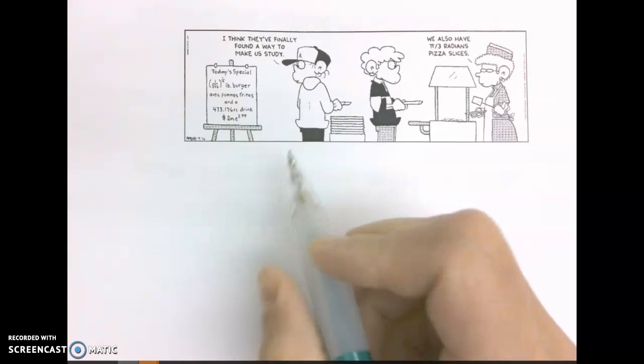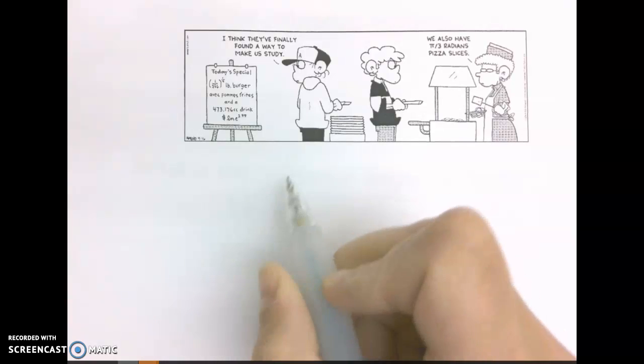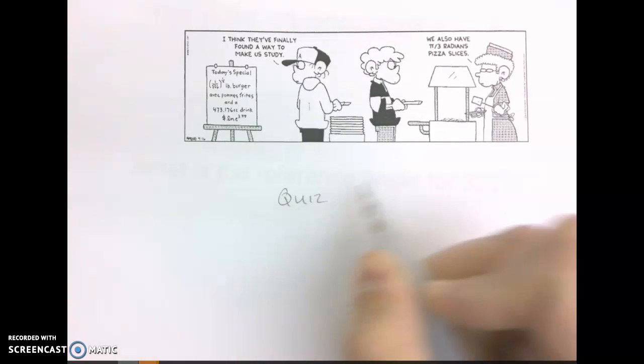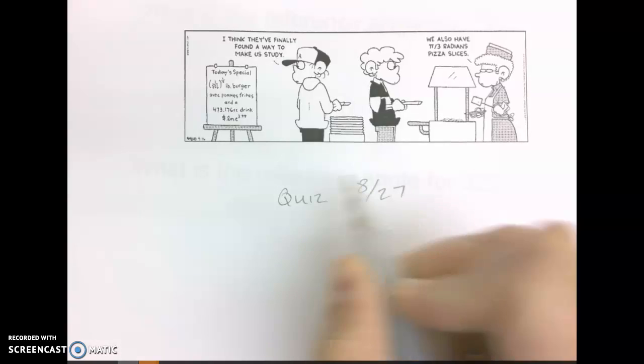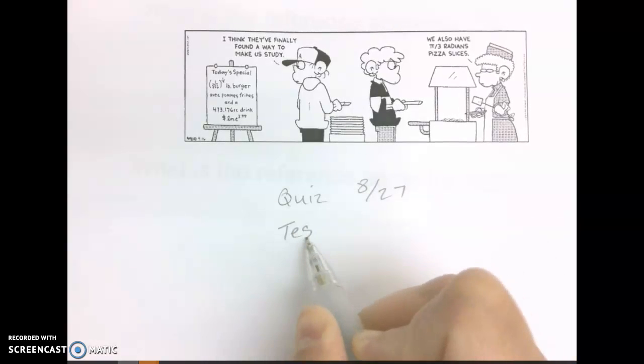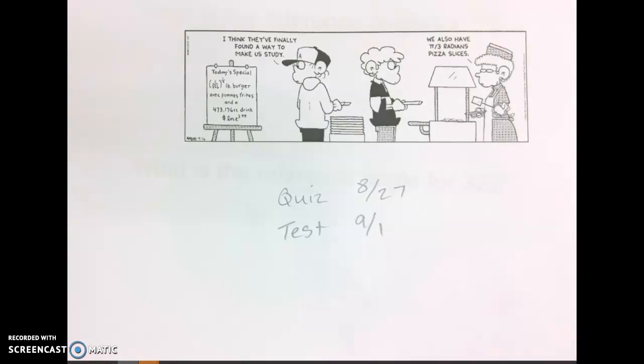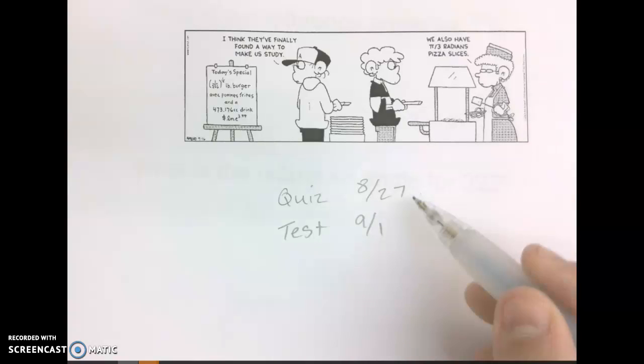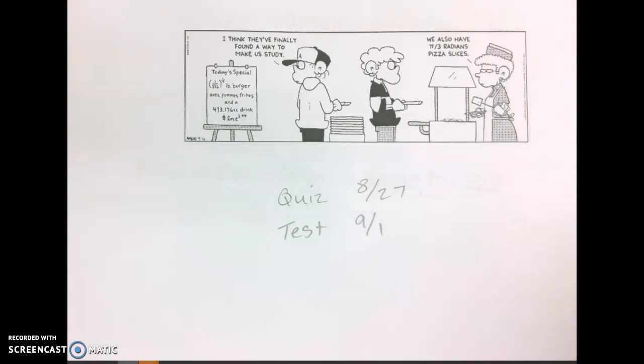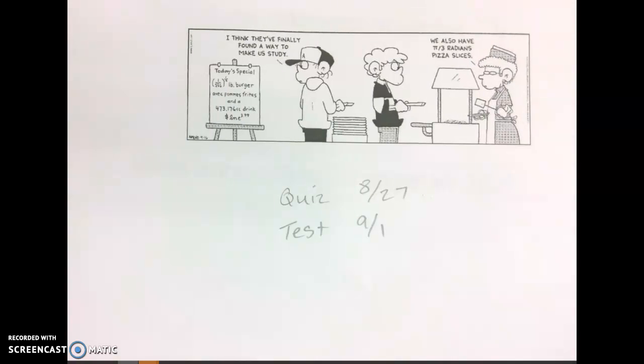Keep in mind that Thursday we're going to have a quiz. That is on the 27th. And we're also going to have a test on the 1st of September, which is next Tuesday. Again, if you're at home, then you will have to schedule your quiz or your test at a specific time. So stay tuned for some emailed instructions.